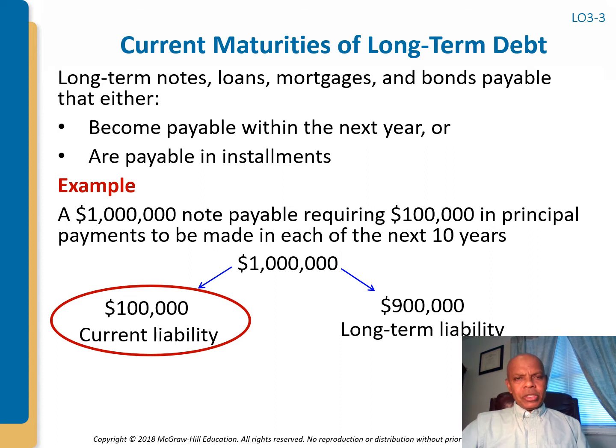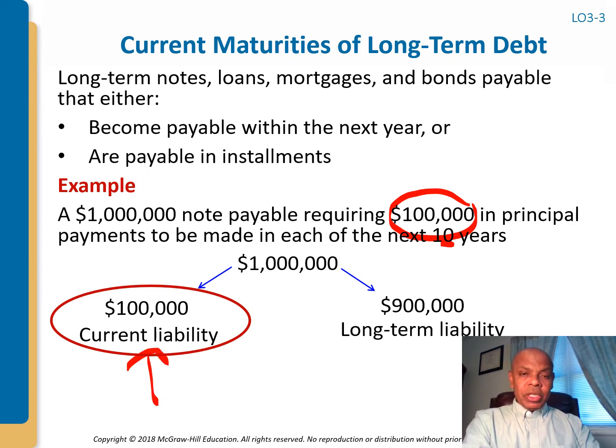So when you have that kind of situation, suppose in this example, you have $1 million notes payable, requiring $100,000 in principal payment to be made each of the next 10 years. You have $1 million, you have to pay in 10 years. So the installment is going to be $100,000 each year. So every year you have to move this, the current portion which you're going to pay next year, right?